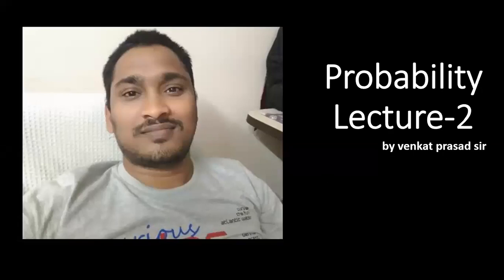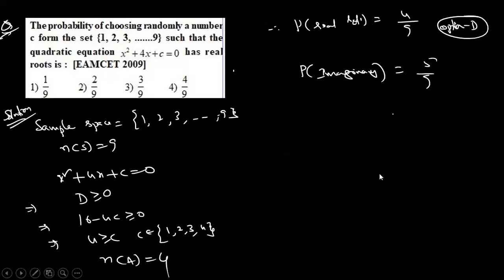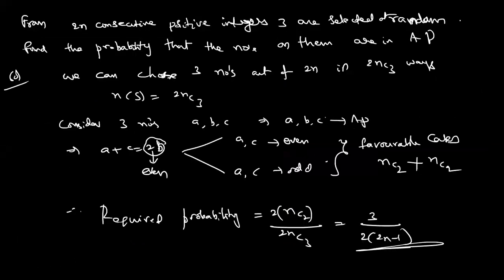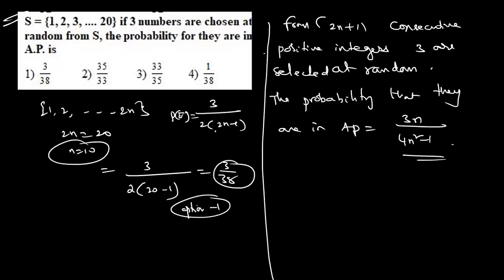Okay. So yesterday we discussed the number of real roots. This one completed yesterday, and this one also completed. From 2n consecutive positive integers, in the place of 2n, they can give 2n plus 1 also. Anything, 2n plus 1. This is example 1 to 20.